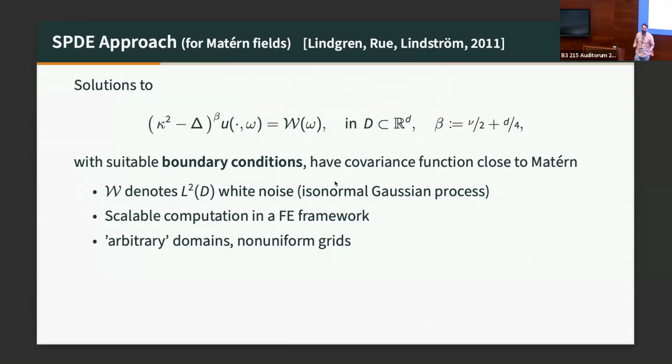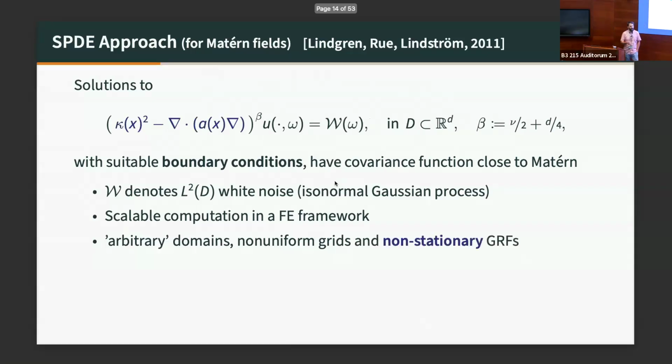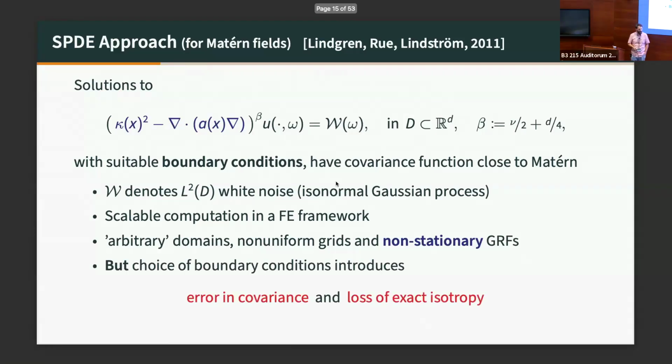You can use non-uniform grids. You don't need structured grids as you would need for Fourier type methods. And most importantly, you can also very easily come up with nice models of non-stationary random fields. So you can make the correlation length scale, kappa, the parameter related to the inverse correlation length scale, non-stationary or x-dependent, or even the diffusion coefficient. And this is also another nice advantage of this SPDE approach.